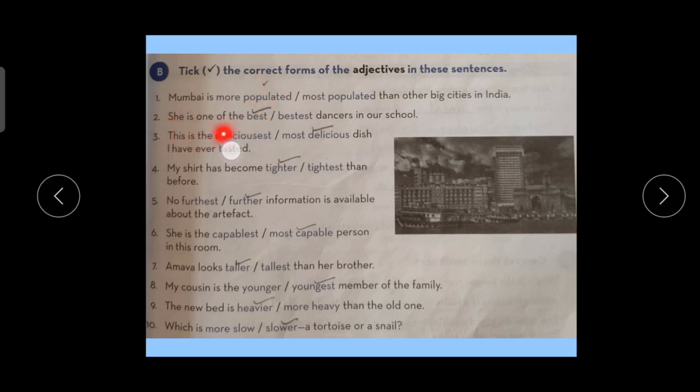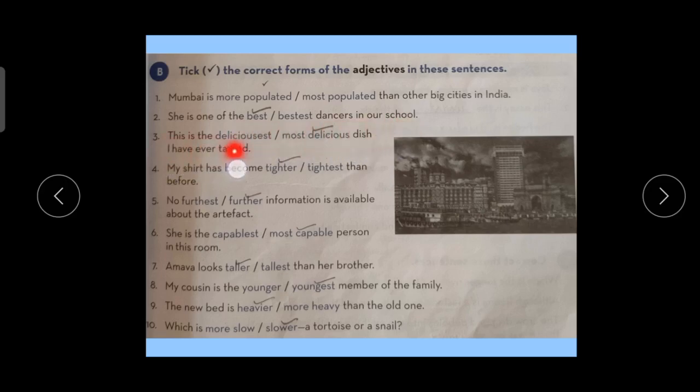She is one of the bestest dancer in our school. Here the words one of are used. That means we have to tick the superlative degree. She is one of the best dancers in our school.